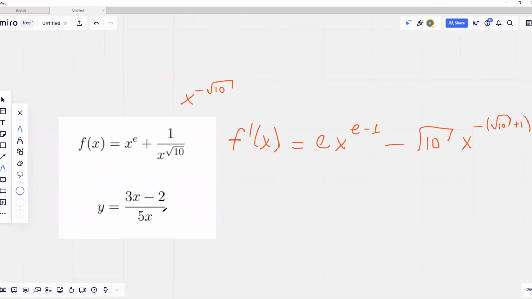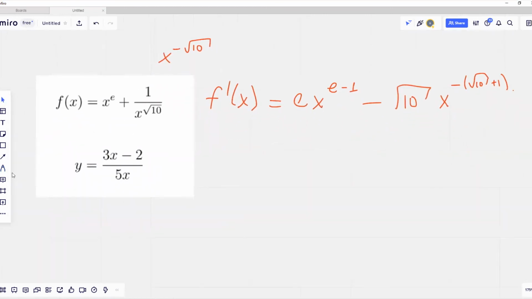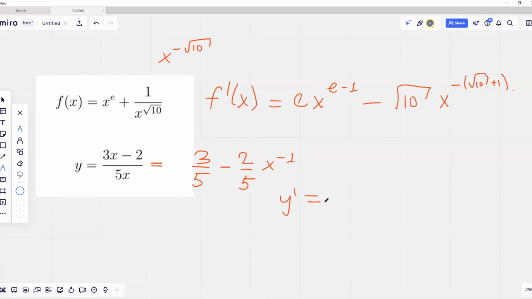Okay. Next, let's find the derivative of that. So that can be expressed as 3 over 5 minus 2 over 5 x to the power of minus 1. The derivative of y then is equal to 2 over 5 x to the power of minus 2.